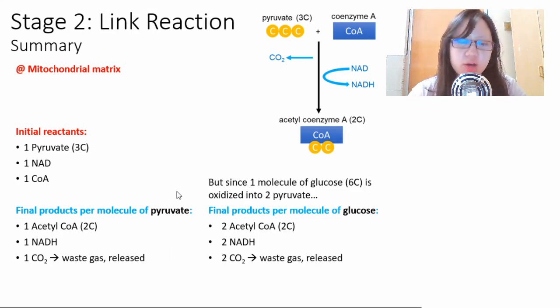But don't forget that two molecules of pyruvate are produced during glycolysis. So 1 glucose is oxidized to 2 pyruvate. So per molecule of glucose, there would be 2 acetyl coenzyme A, 2 NADH, and 2 CO2 produced. So that's the link reaction.